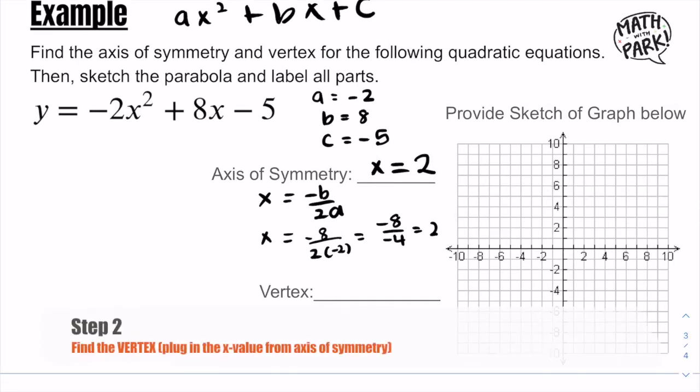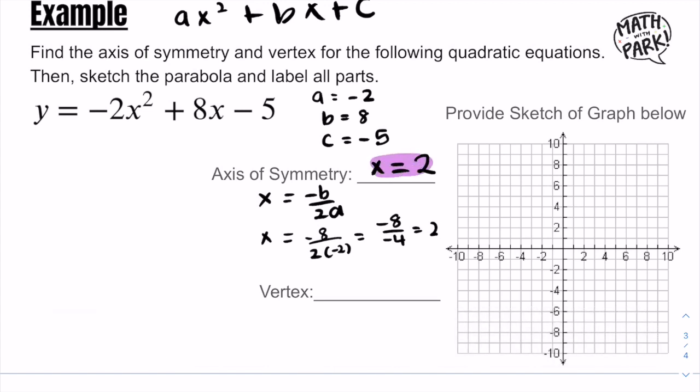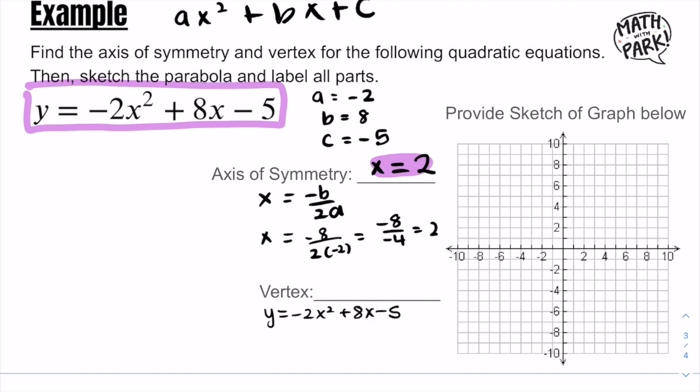Now, how do you find the vertex? In order to find the vertex, you'll use your axis of symmetry, which is x equals 2, and you'll plug it into the original function. So your function is y equals negative 2x squared plus 8x minus 5. And you are correct if you said plug in the 2 for the x's.